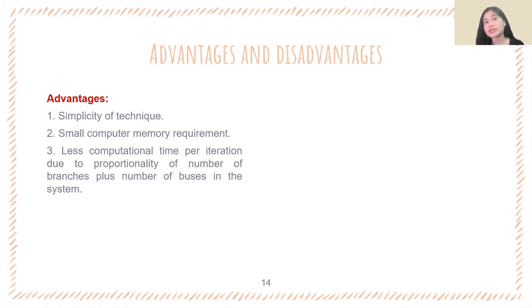Truth to be told, our Gauss Seidel cannot be applied to a large number of buses in the power system. That is also why it has been advantageous: since it is only applied to a small range of buses, we are dealing with less computational time per iteration. And lastly, it is relatively easy to program. In comparison to the different methods we use in the power system, it is much easier to use the Gauss Seidel, but the limit is that it is only used for a small range in the power system.